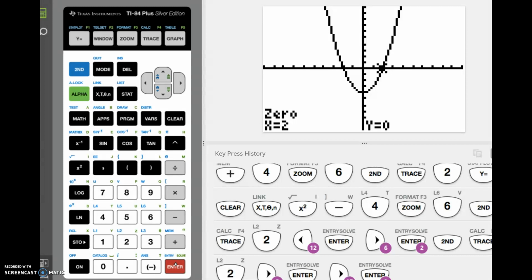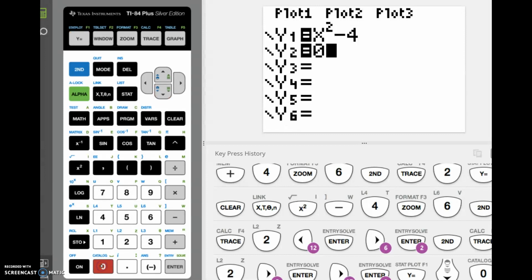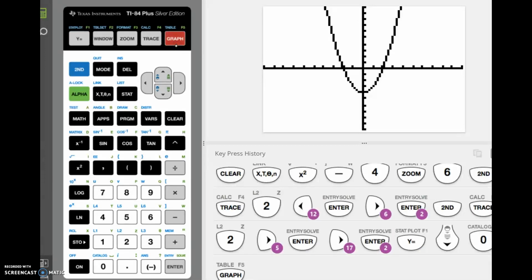That can be kind of annoying though, having to press the left bound, right bound, clicking the left and right arrows. So you could also just go ahead here and in y2, just type in y equals 0. So when I look at these graphs, the intersection of those two graphs will actually just be my x-intercepts. So that'd be an easy way to do it.